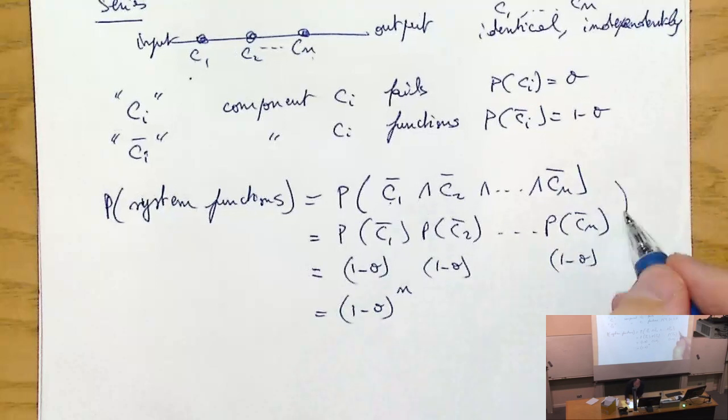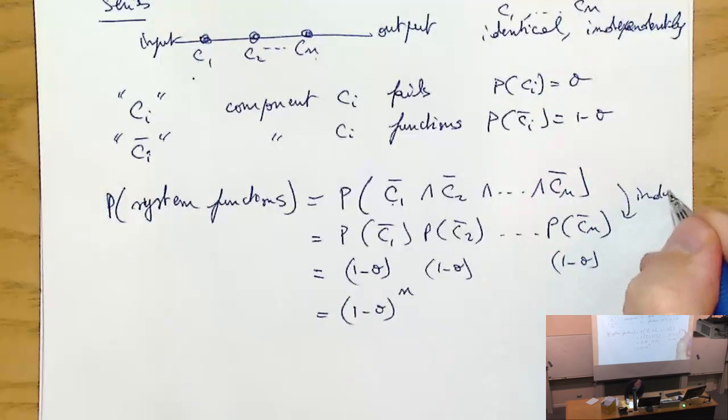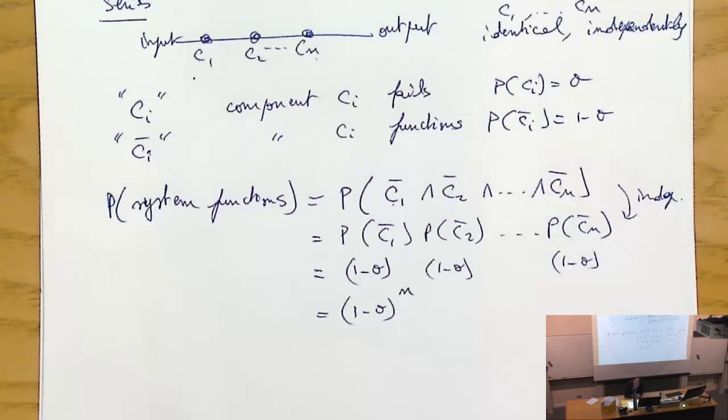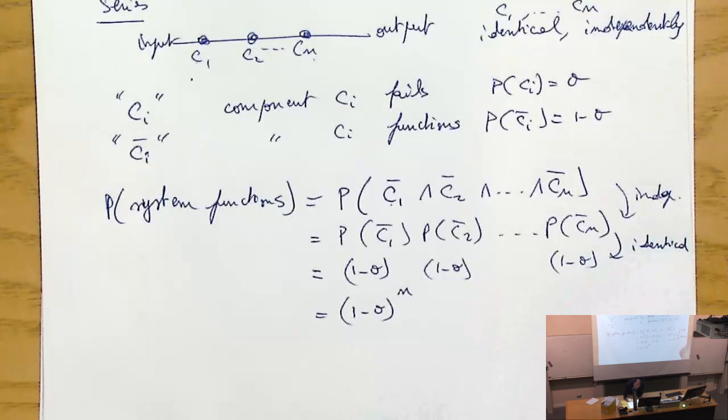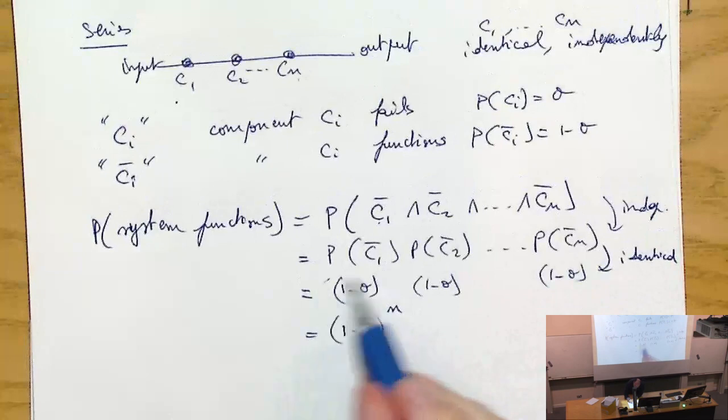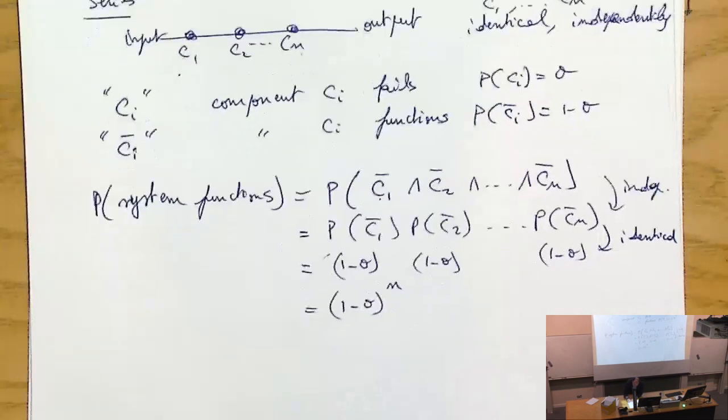I'm using here the independence. So independence, and we have seen this, the probability of intersection is the product of the probabilities when they're independent. And here I'm using the fact that they're identical. Right, so because they're identical, all those probabilities are actually the same.